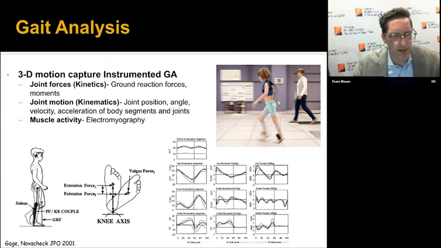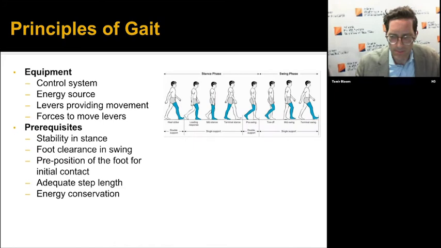And so reading these graphs and understanding pathologic deviations is, again, beyond the scope of this talk, but I think it's important to understand just some of the basic principles of gait, and then you can understand how some of our orthopedic interventions work. So here's the gait cycle.